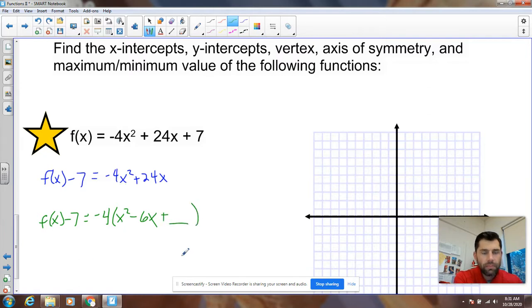So I'm going to let you guys pick up from here. We'll get into this next class. See if you can finish this up. At the very least, get it into vertex form, and then we'll finish these examples up together next class.